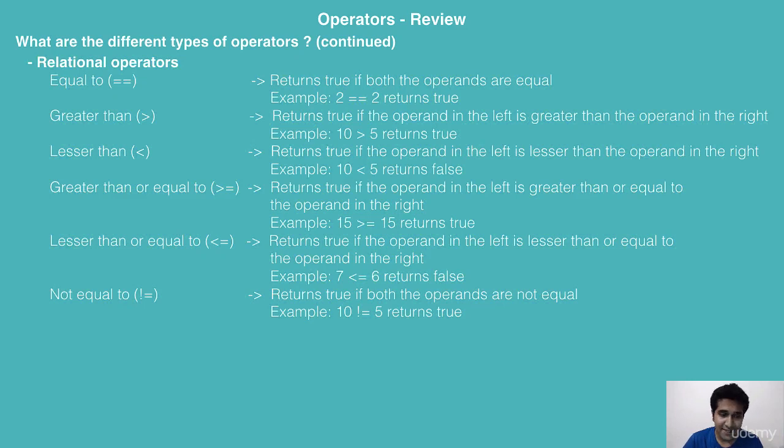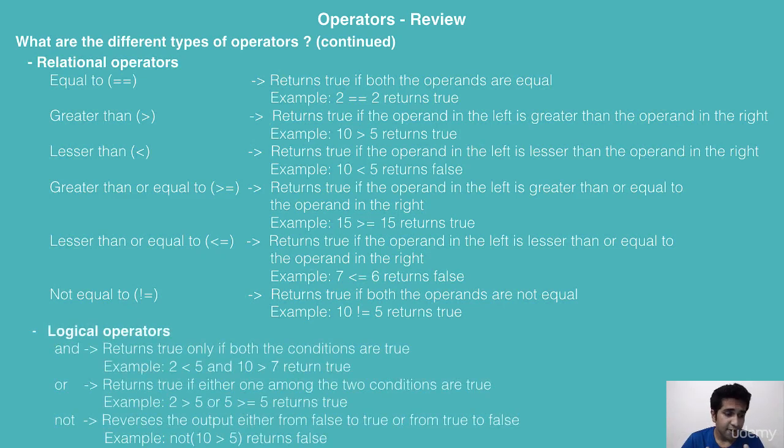Then what we saw was the lesser than or equal to operator, which is the opposite of greater than or equal to operator. So if the operand at the left hand side is less than or equal to the operand at the right hand side, it returns the value true, else it returns the value false. Then what we checked was the not equal to, which is the opposite of the double equal to operator. It returns true if the operand at the left hand side is not equal to the operand at the right hand side. Finally, what we checked was the logical operators, which are and, or, and not.